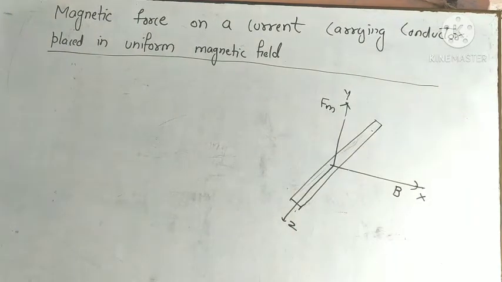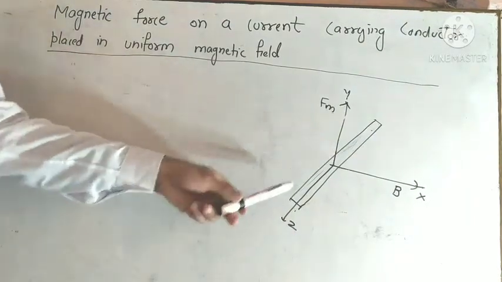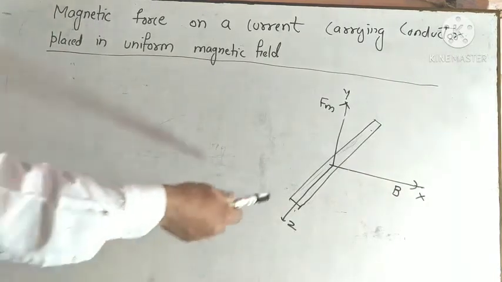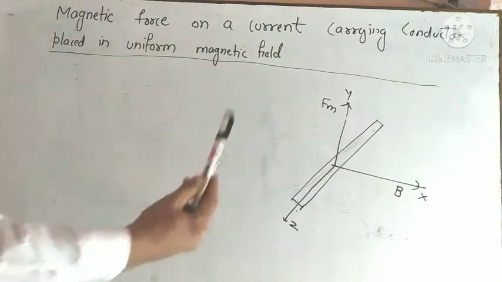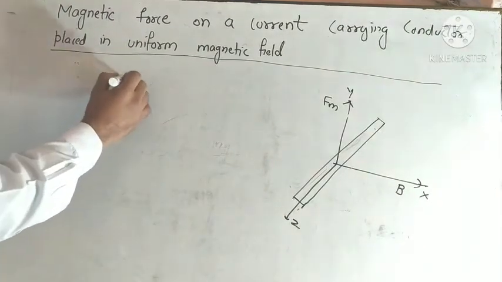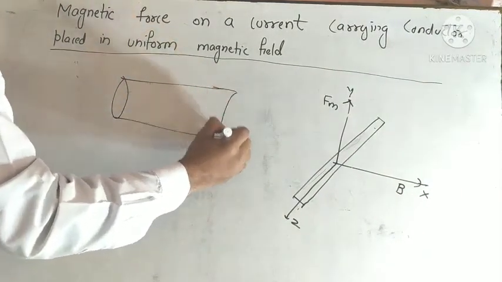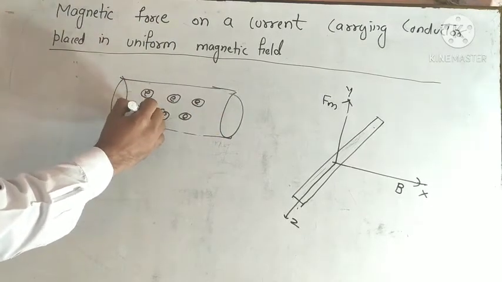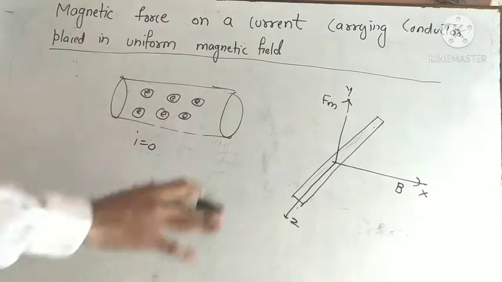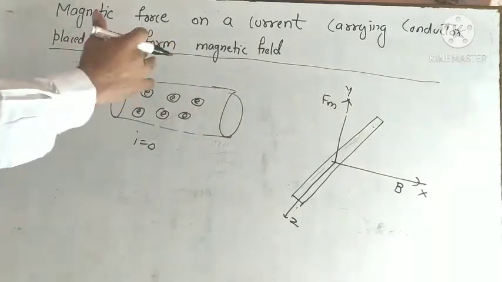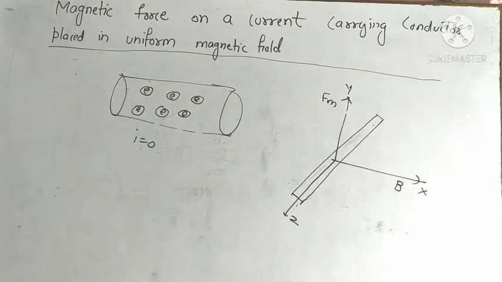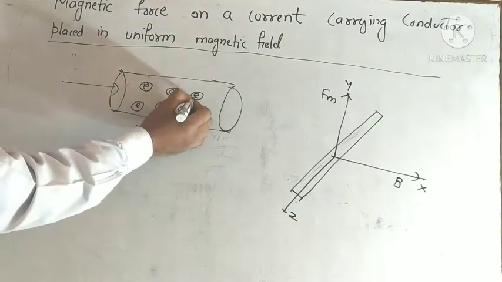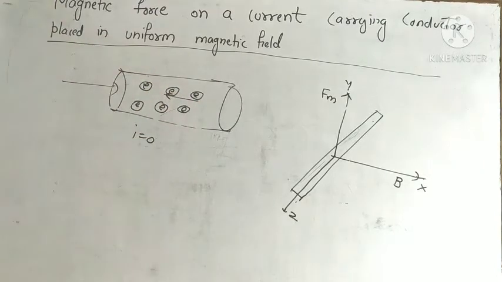A current carrying conductor contains a large number of free electrons, and these electrons move with drift velocity v in a direction opposite to the direction of current flowing through this conductor. When we take any conductor, there are many free electrons present inside it. When electricity is not flowing through this conductor, these electrons move in random directions and their average velocity will be 0. But when current flows through this conductor, these electrons move opposite to the direction of the current.